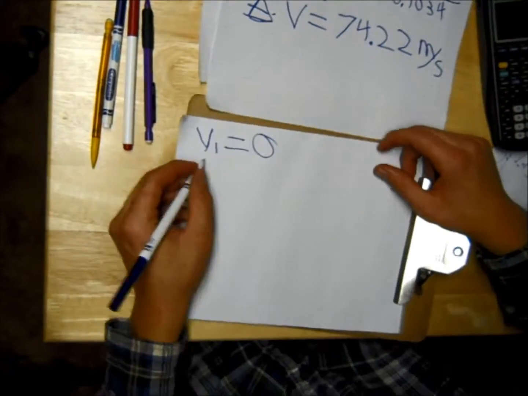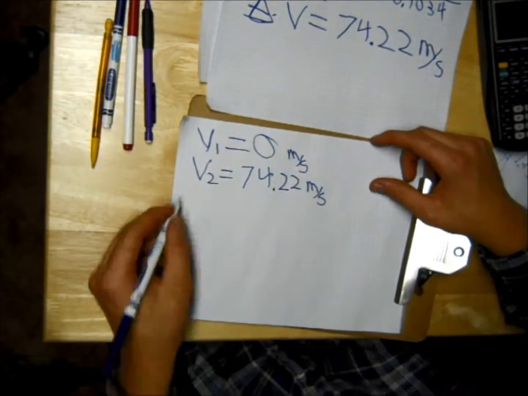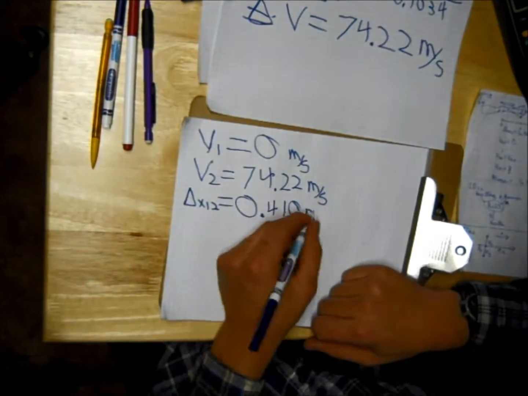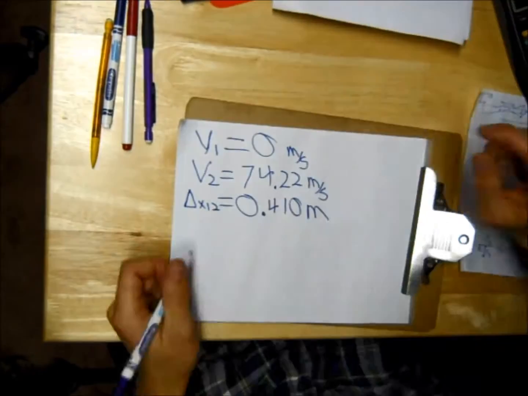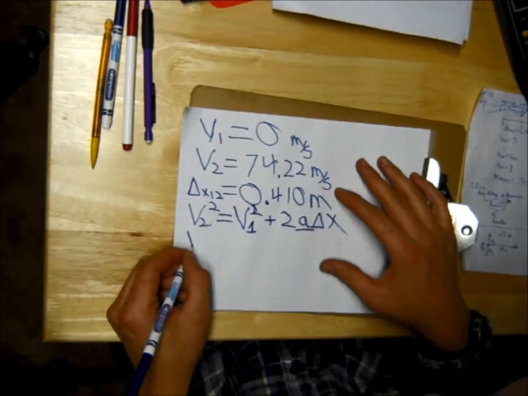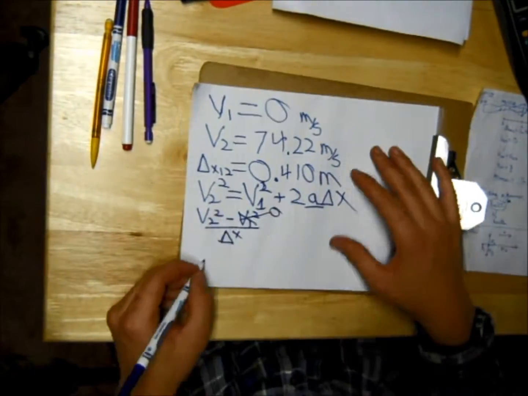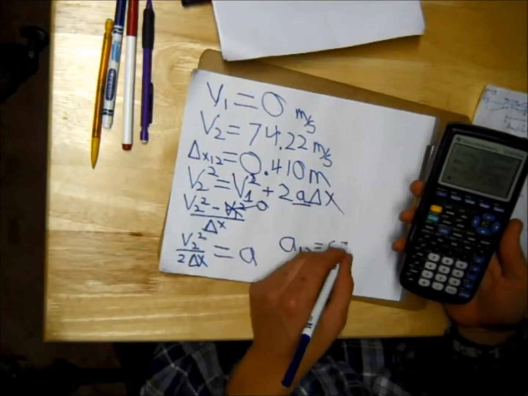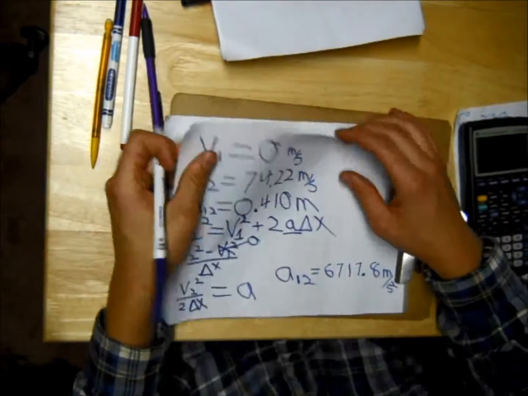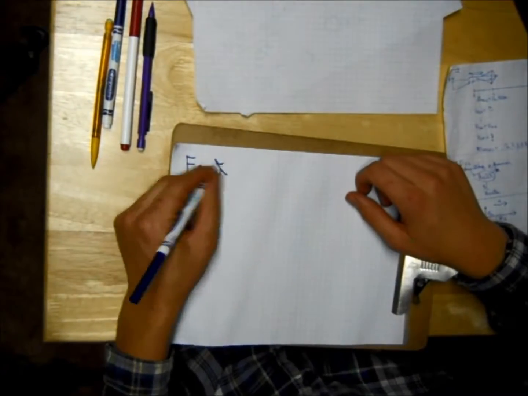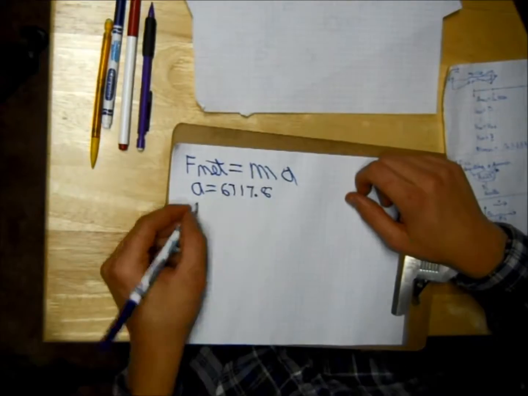Now we use the initial velocity of the bolt and the velocity of the bolt flying through the air, along with the change in displacement of the power stroke, to calculate the acceleration during the power stroke. We algebraically solve one of the kinematic equations, and we find out that our acceleration is equal to 6,717.8 meters per second squared.